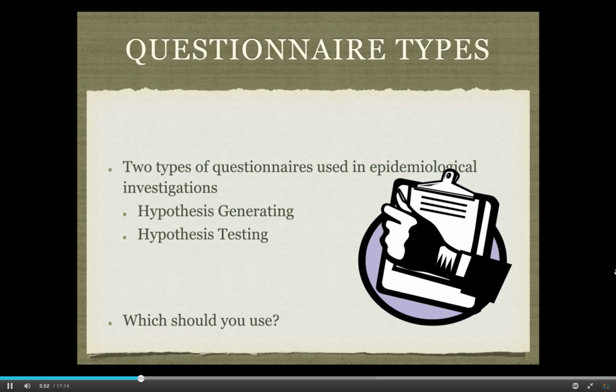There are two main types of questionnaires that we use in epidemiological investigations. The first is our hypothesis generating questionnaire, and the second is our hypothesis testing questionnaire. In the next few slides, we will discuss which you should use and when.